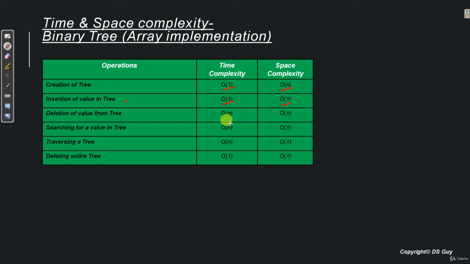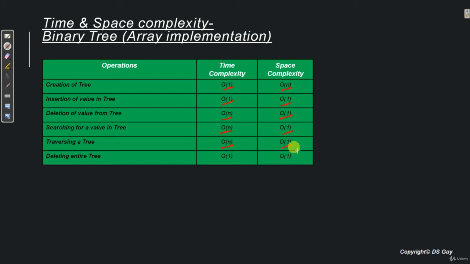Deleting a value from tree took order of n time and space complexity was order of 1. Searching for a value took order of n time and space complexity was order of 1. Traversing a tree took order of n time and space complexity was order of 1.